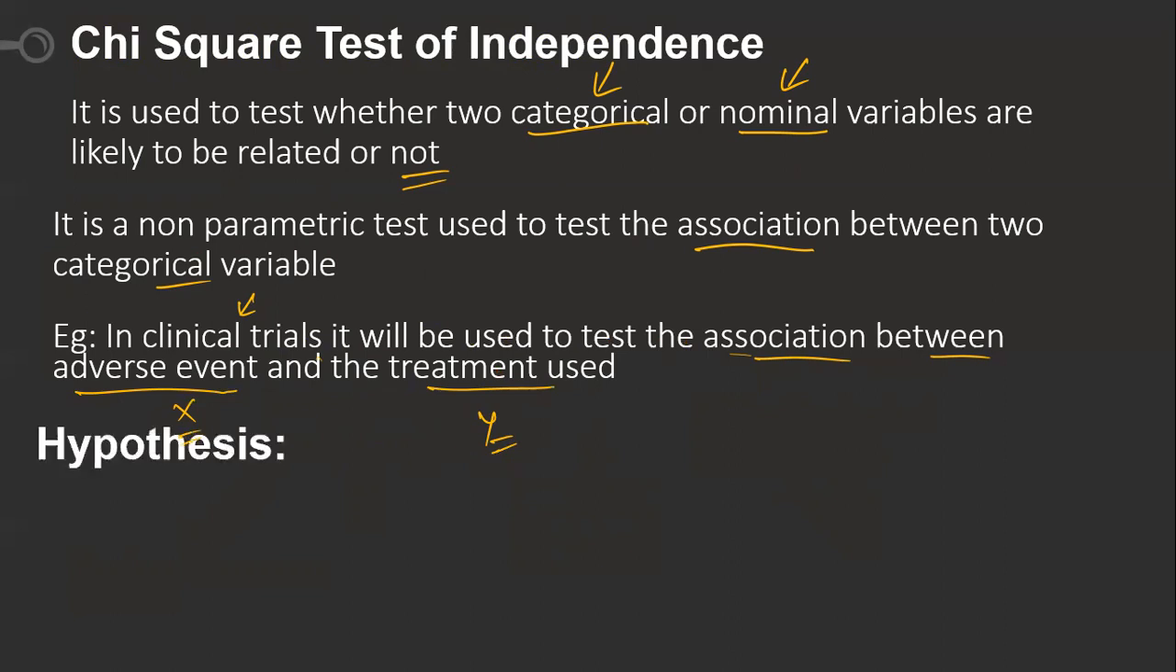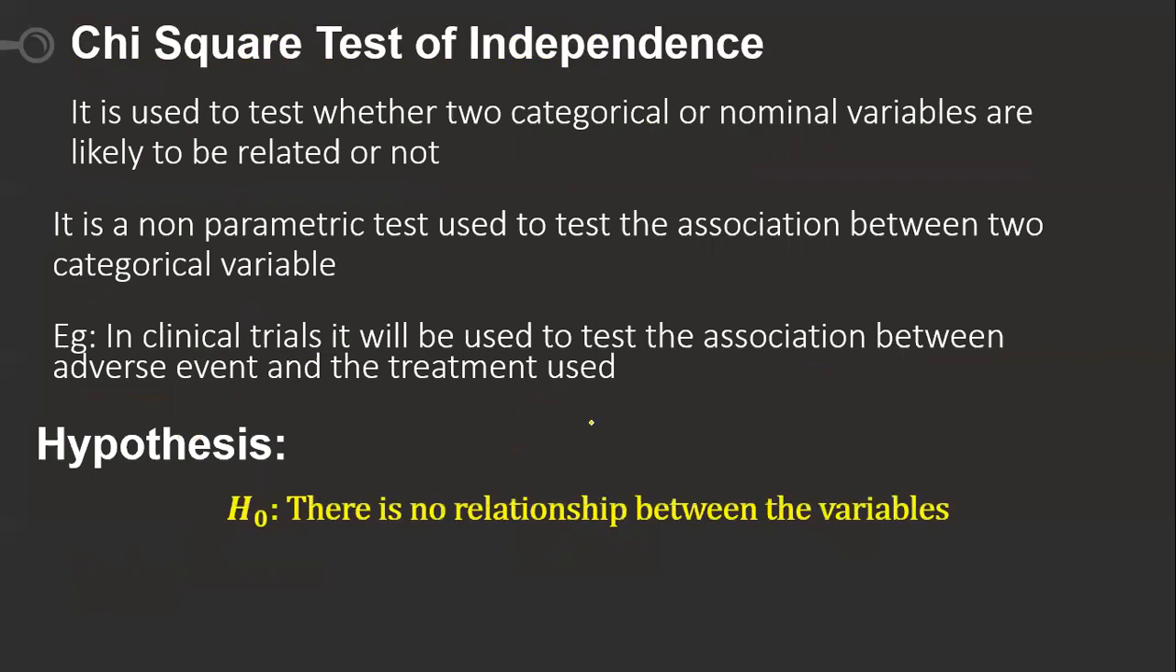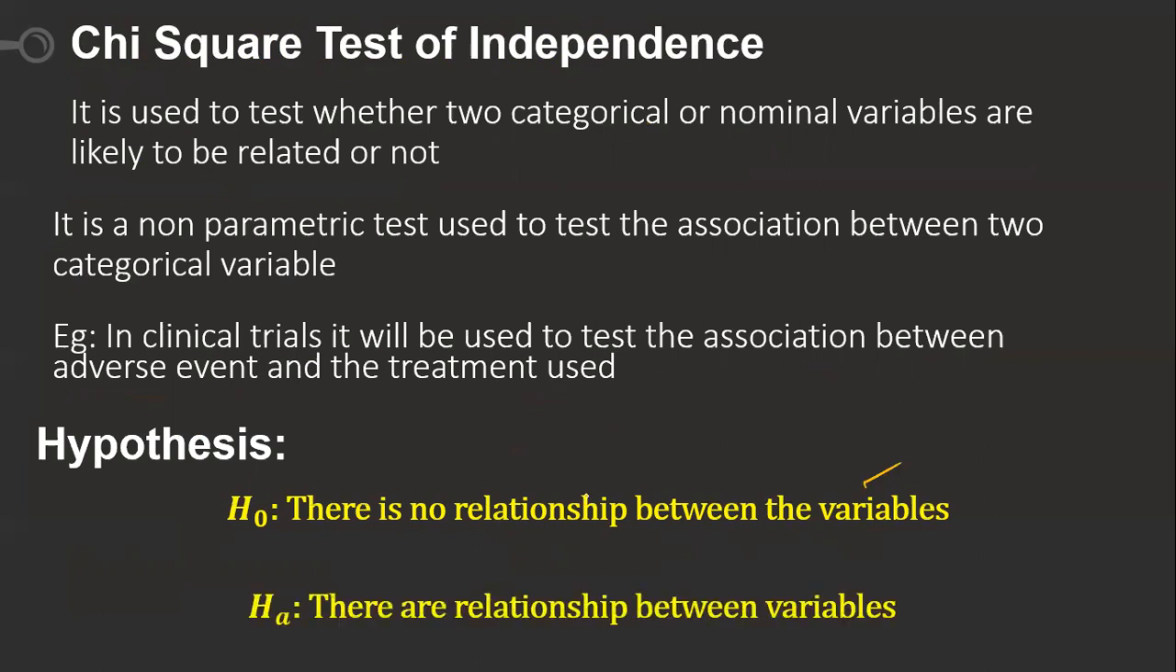Now what will be the hypothesis? Usually the null hypothesis is that there is no relationship between the variables. And the alternative hypothesis is that there is a relationship between the variables. That is what we have as the hypothesis here.